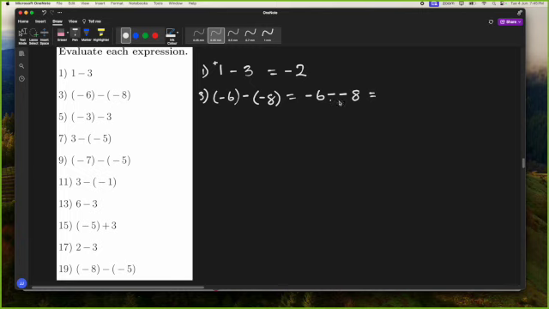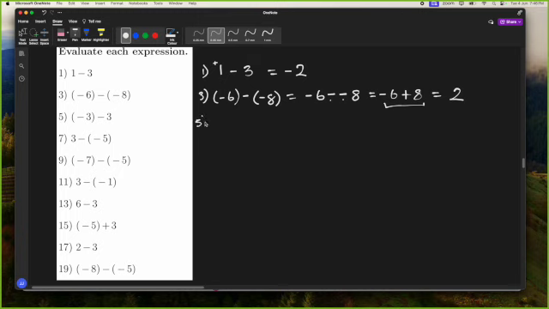You can see I have these 2 negatives here, so them 2 negatives will turn into a plus. So it turns into -6 plus 8. And when the signs are different, one is minus, one is plus, you find the difference, 2, and you keep the sign of the larger number. So the answer there is 2, the larger number being plus 8. This is just 8 minus 6. That's all that is.